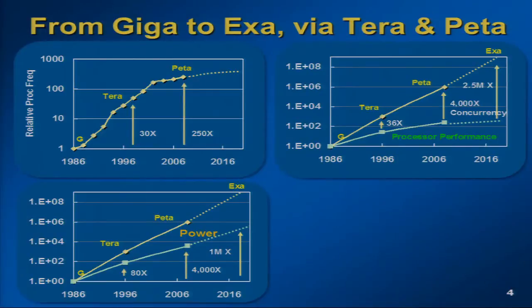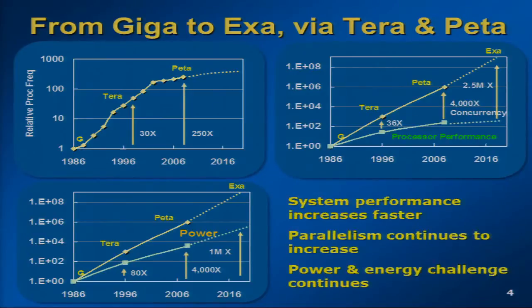Well, look at the power consumption. The gigascale machines were kilowatts, terascale machines were about half a megawatt, the petascale machines are 1s or 2s of megawatts, exascale machine will probably be gigawatt. Well, so the system performance increases faster, parallelism continues to increase, and that's the way we are going to get the system performance. And then the energy and the power will continue to be a challenge. So this is just to show you the landscape if you don't do anything.